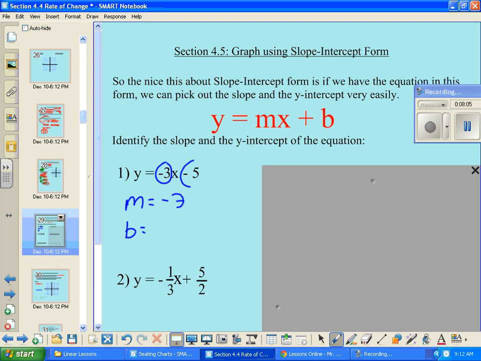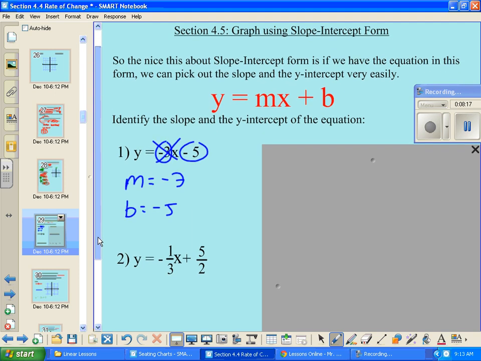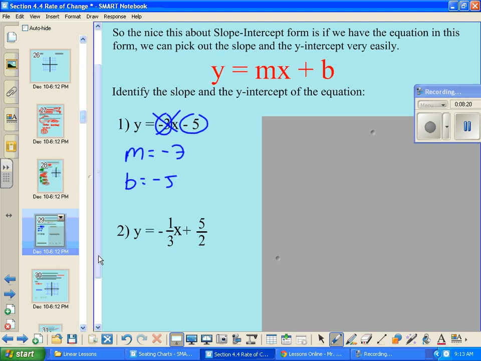And my y-intercept would be, again, if I put 0 in for x, it would get rid of this, kind of like I showed on the previous page. So my y-intercept would be negative 5. So there would be identifying those two things. The slope would be negative 3. The y-intercept would be negative 5.